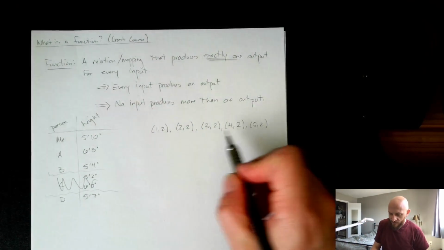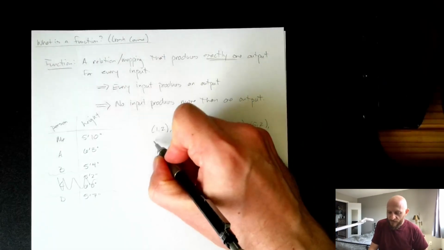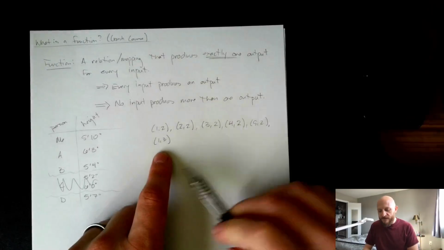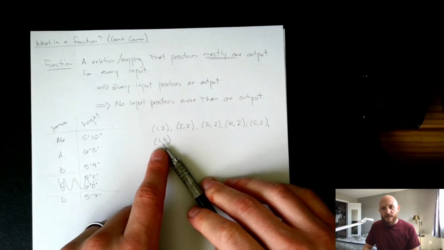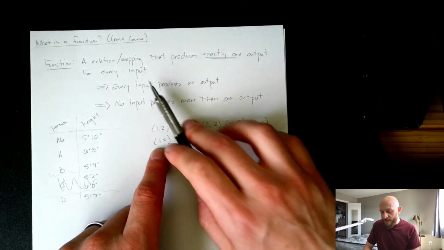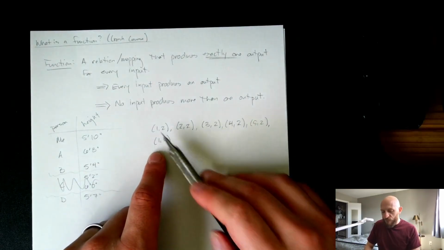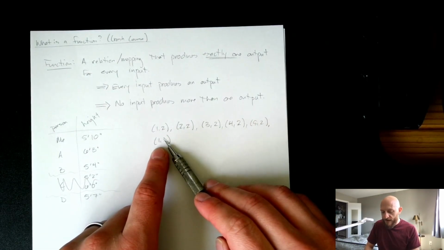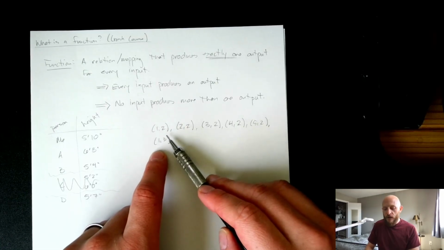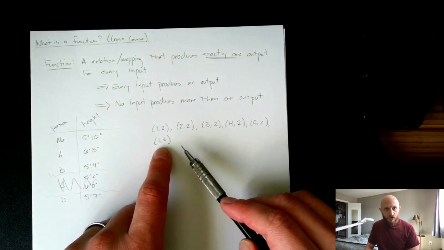If, on the other hand, I said there was another point that corresponded here, which was (1, 3), and I said this is also part of the mapping, then now this is no longer a function. Even though every input is producing an output, there's one input that is producing two different outputs, namely the input of 1. It produces two different outputs, which would make this not a function.